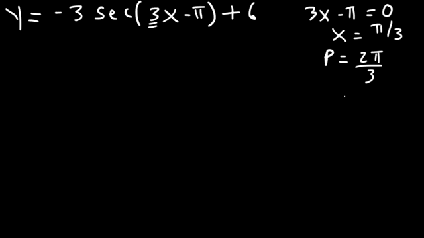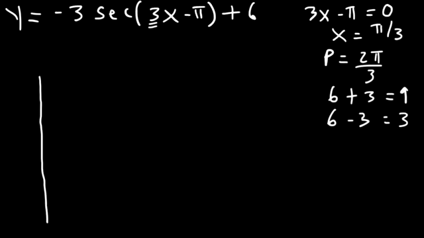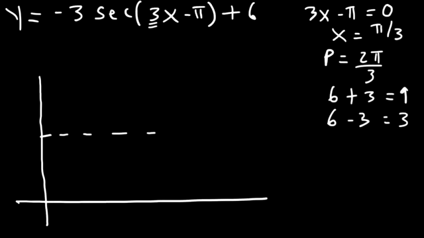Now let's find the range. Starting with the vertical shift of 6, let's add the amplitude. 6 plus 3 is 9. And let's subtract the amplitude from 6 to get 3. So the majority of the graph is above the x-axis. The center line is going to be at 6. And it's going to vary between 3 and 9.